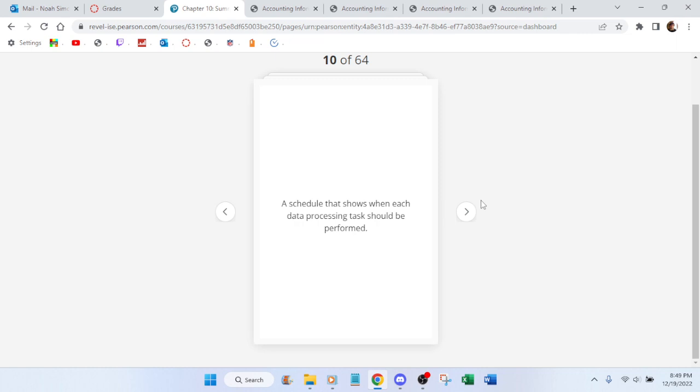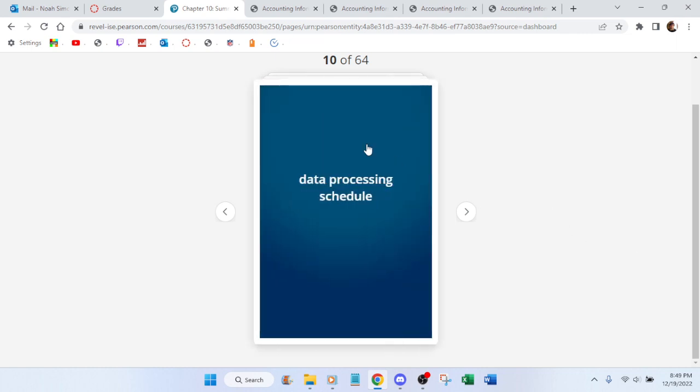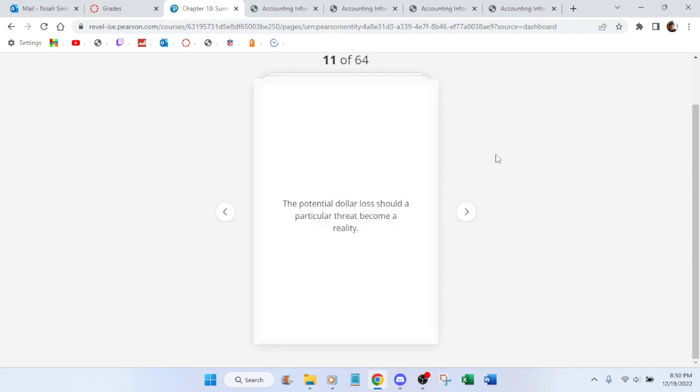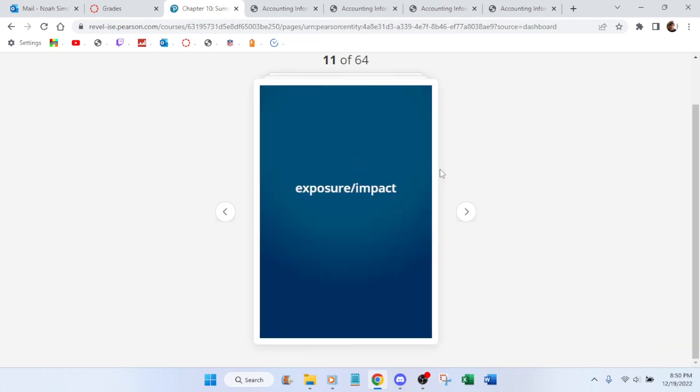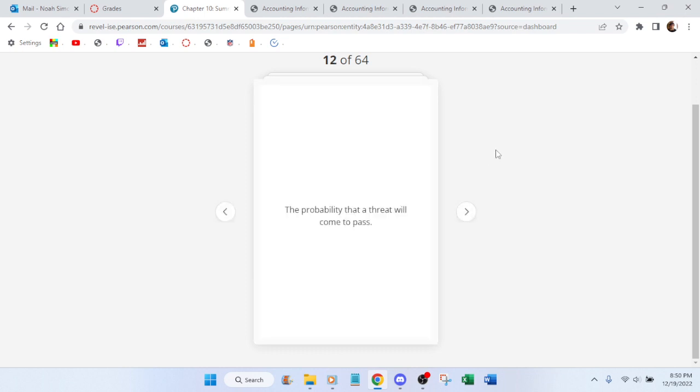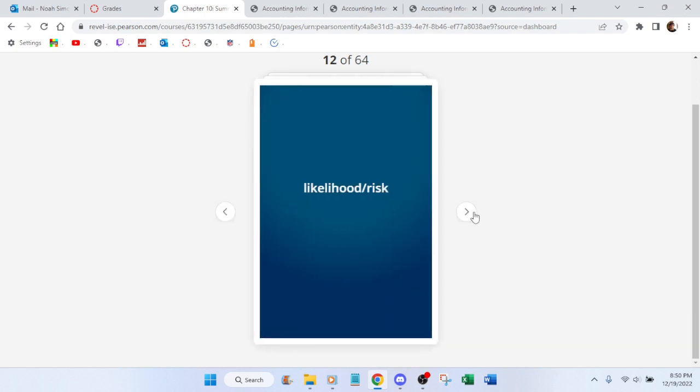A schedule that shows when each data processing task should be performed. Data processing schedule. The potential dollar loss should a particular threat become a reality. Impact / exposure. The probability that a threat will come to pass. Likelihood / risk.